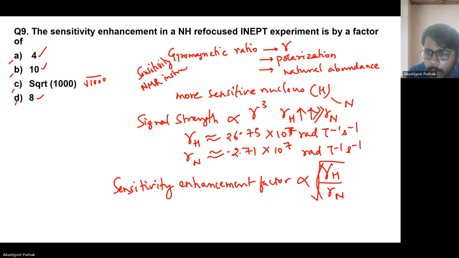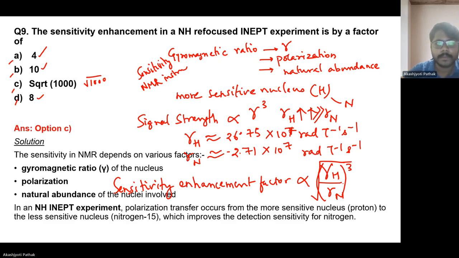The square root of the cube of the gyromagnetic ratio of the more sensitive to the less sensitive nucleus. So this is the thing.